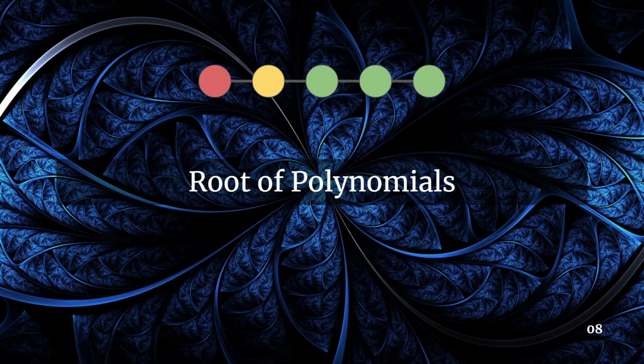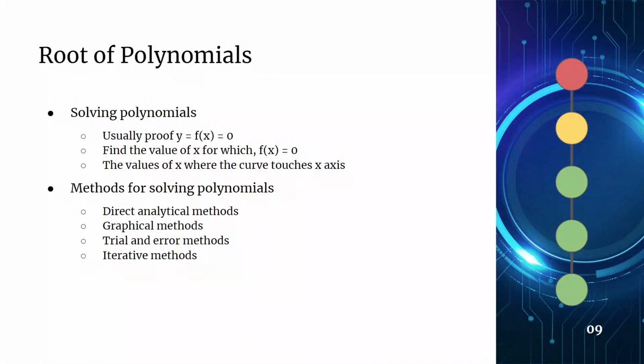So let us start our discussion regarding roots of polynomials. What is the root of a polynomial? The root of a polynomial is a solution to the polynomial. We have seen some polynomials; the values which solve the equation are called the roots of that polynomial. Over here I have written what I said earlier, that usually we try to solve y equals f(x) equals 0, and we try to find the value of x for which f(x) equals 0, which is essentially the same thing as the value of x where the curve touches the x-axis.